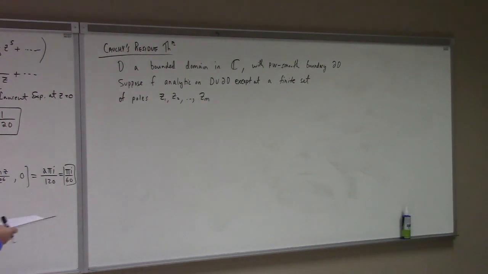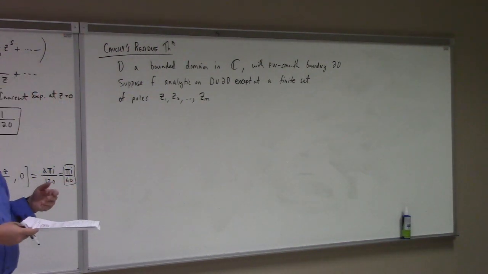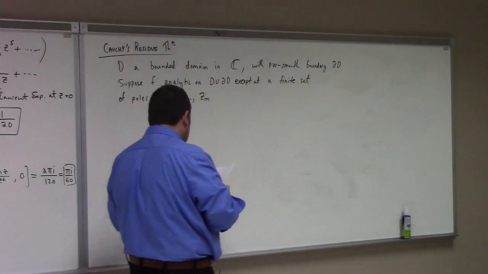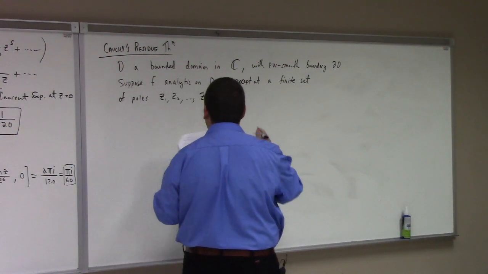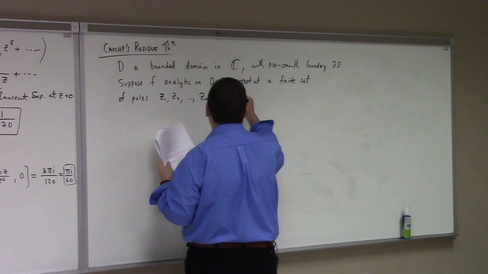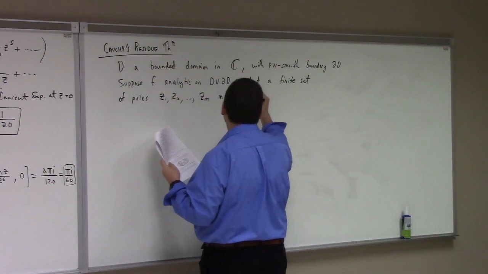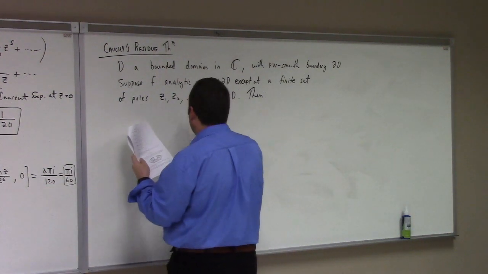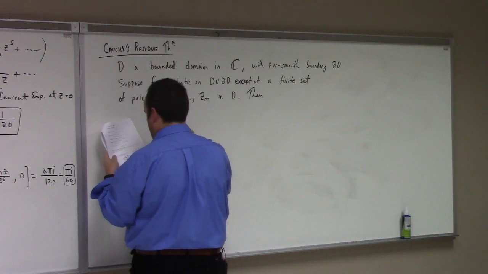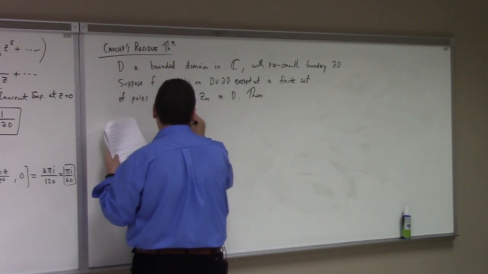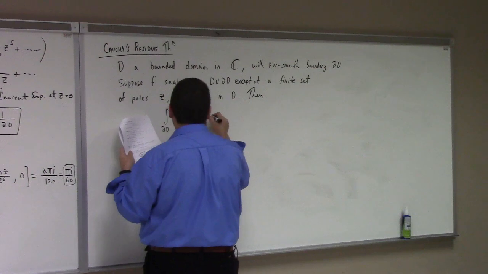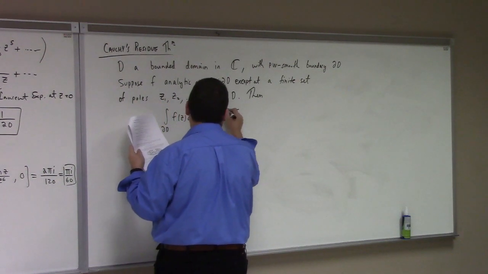So it's definitely true if they're poles, all right? So in D, the integral over the boundary of D of f of z dz is equal to 2 pi i times the sum of the residues.